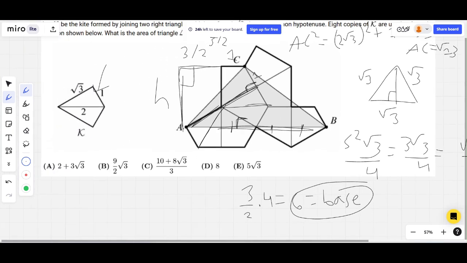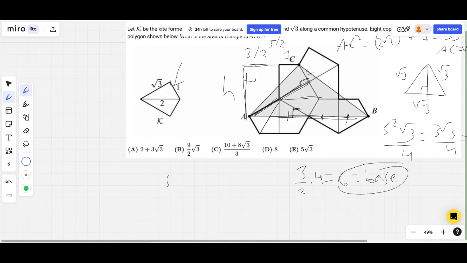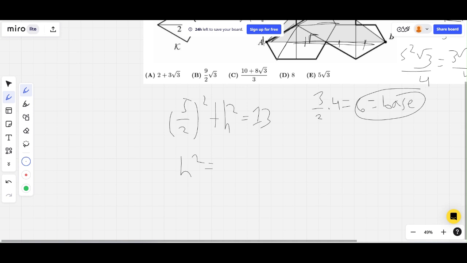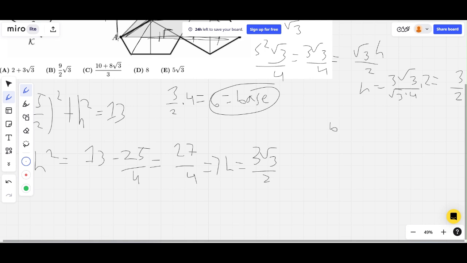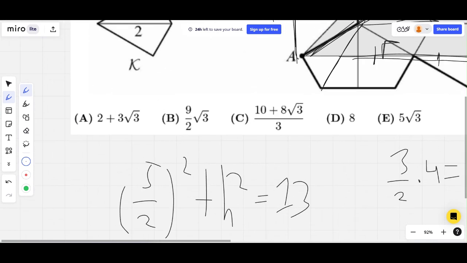And now we can use that to find h, right? So we have 5 halves squared plus h squared equals 13. And so h squared is equal to 13 minus 25 over 4, which equals 27 over 4. And so h is equal to 3 root 3 over 2. And so now what we do is just the simple formula base times height over 2, which is equal to 9 root 3 over 2. And that is B. So B is our answer.